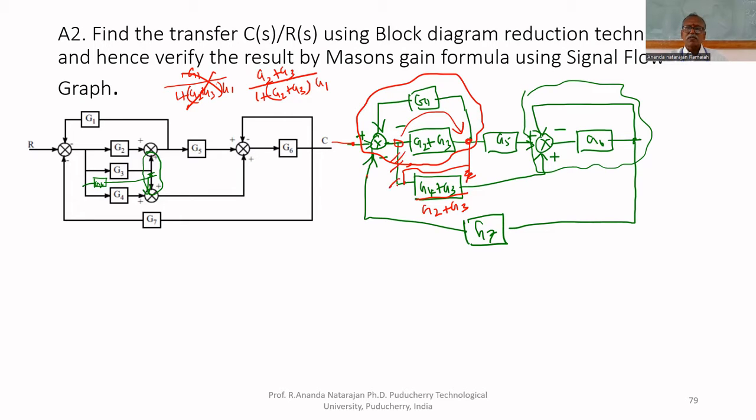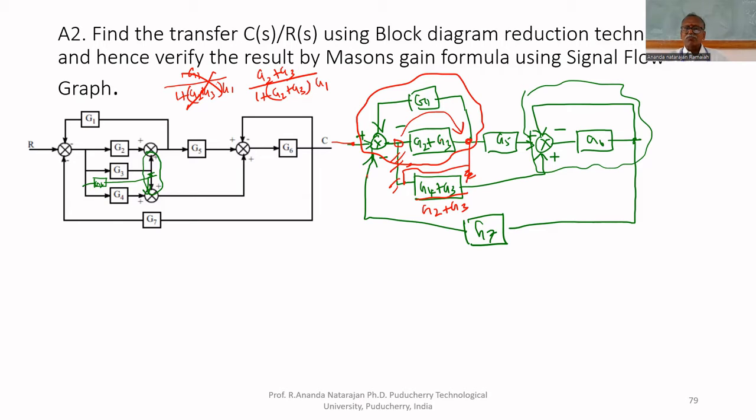If you remove this, I moved this point from here to here. Then what happened to the block? The block becomes G4 plus G3 upon G2 plus G3. Am I correct or not? Because it is not multiplied by this. Now it is multiplied, that's why we should divide by G2 plus G3. That's all.